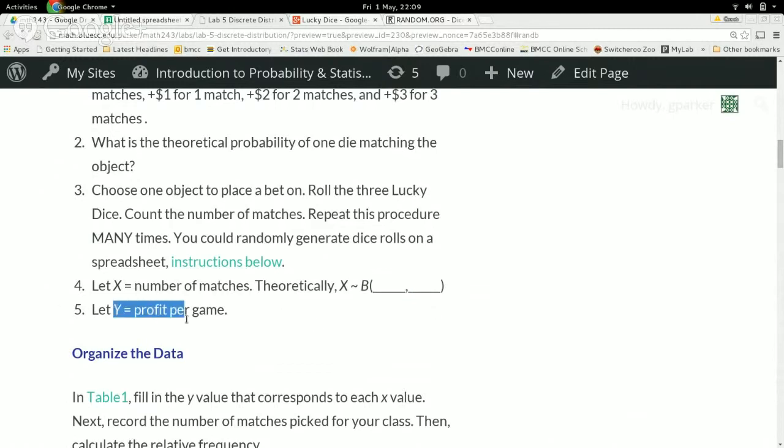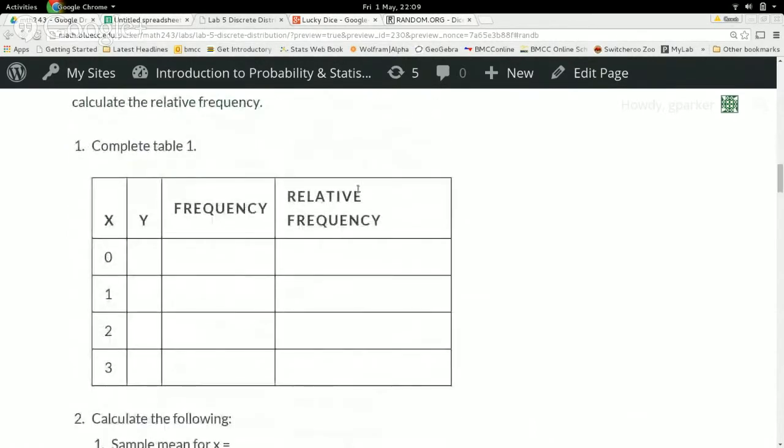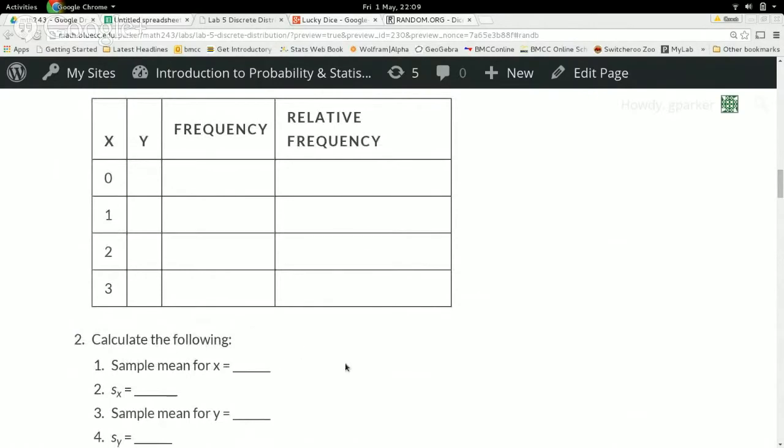That's the profit that we end up with per game. The game is rolling the 3 dice. And so we're going to roll the die a bunch of times, and we're going to fill out this frequency table. So we're going to count up after we do it many times, how many times we had no matches, how many times we had 1 match, or 2 matches, or 3. We're going to calculate the relative frequencies based on that, and then we're going to do some more calculations for those.